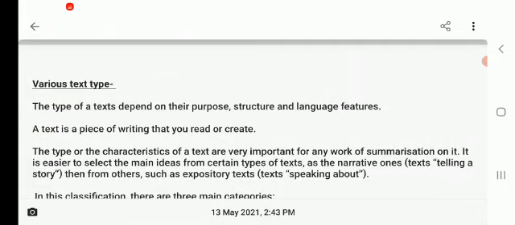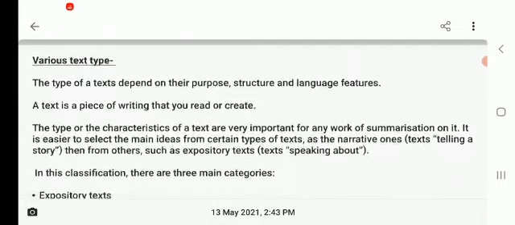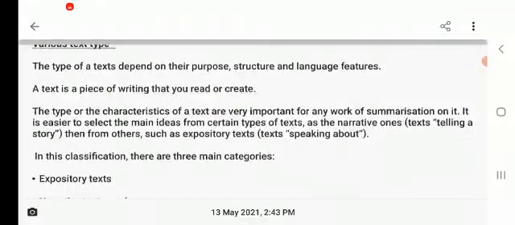A text is a piece of writing that you read or create. We all know what a text is. It is a piece of writing, either one line or four to five lines. It is a piece of writing that you write as well as create. The type or characteristics of text are very important for any work of summarization. It is easier to select the main ideas from certain types of text.